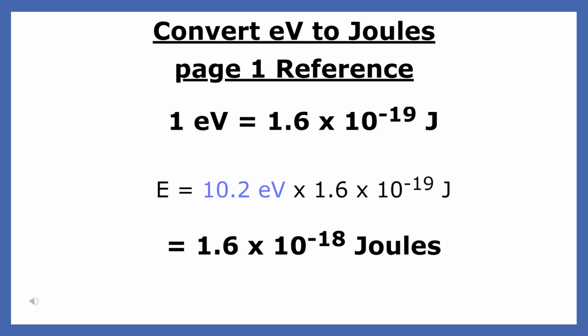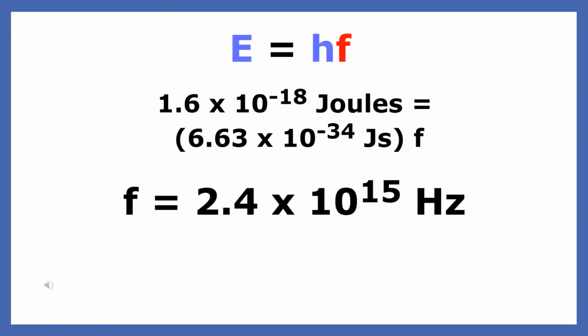We can't use this equation until we convert electron volts into joules. On page 1 of your reference table, we see that 1 electron volt is 1.6 times 10 to the negative 19th joules. After we convert, we see that the energy of the photon is 1.6 times 10 to the negative 18th joules. After we plug into the equation, we get a frequency of 2.4 times 10 to the 15th hertz.